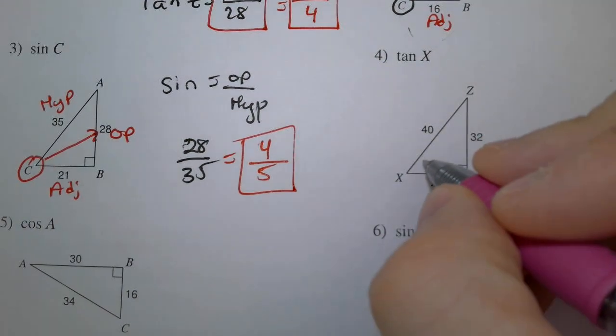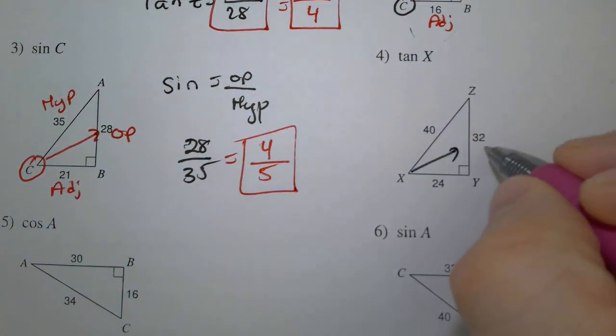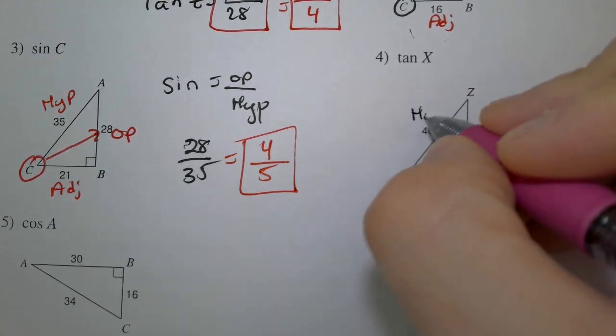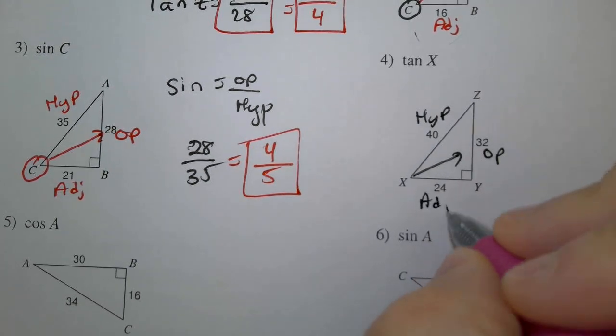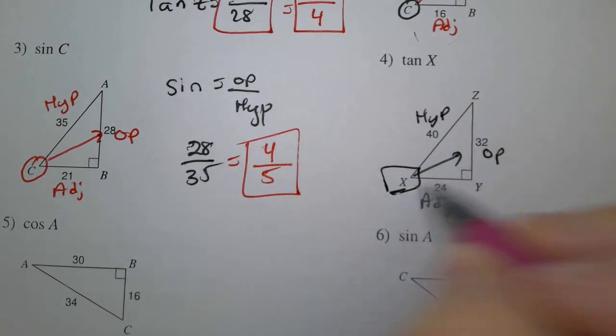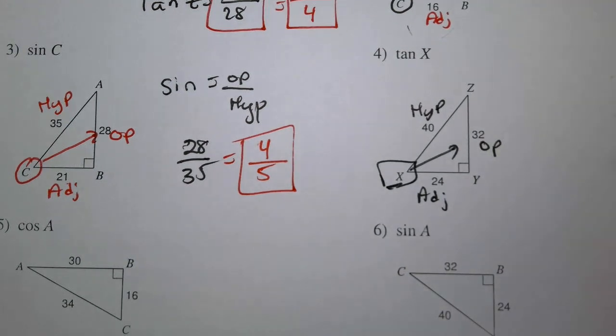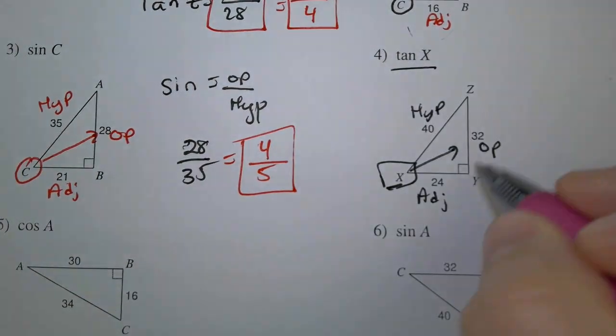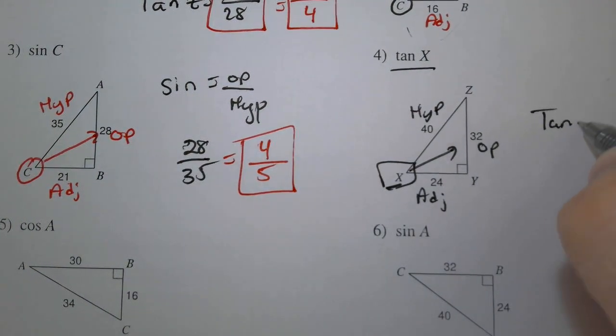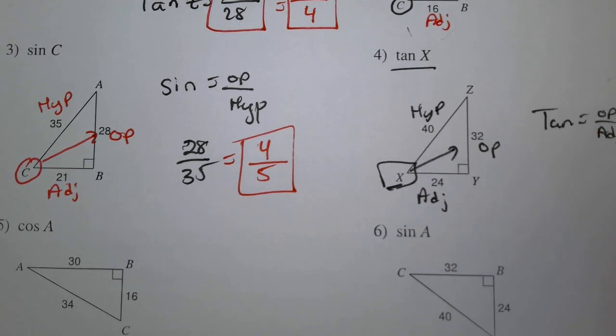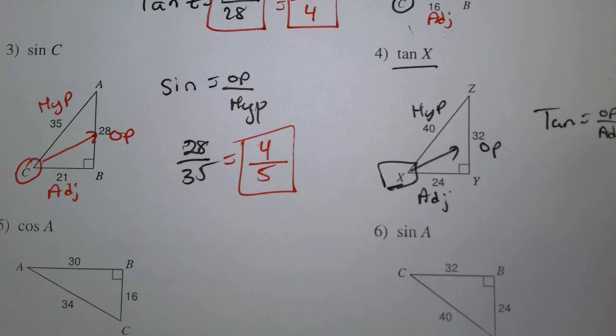Last one where the angle's in the same position. We got our opposite side here still, our hypotenuse, and then our adjacent. Do not be fooled. This is not always the starting angle. That'll change very shortly. So we're looking for tan. Tan is opposite over adjacent. So what is our opposite side? 32. What is our adjacent side? 24. You just fill them in.